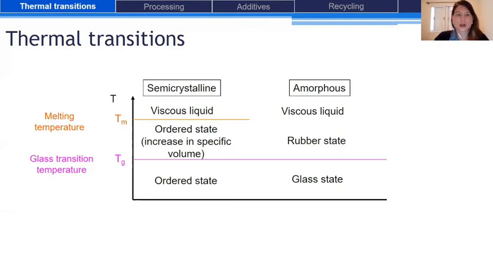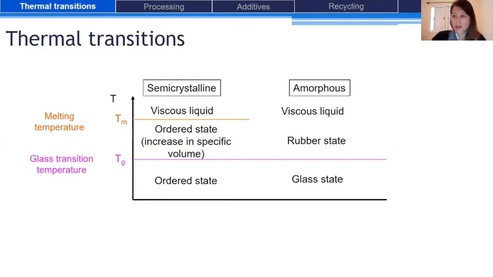On this figure are represented the different states of amorphous and semi-crystalline polymers depending on the temperature. Let's start with amorphous polymers. Below the Tg, the polymer is in its glassy state. We said that the chains are frozen. There is no mobility of the chains. Above the Tg, we have a polymer that is in its rubbery state. Here the chains are flexible, they can move, and so the polymer is more flexible.